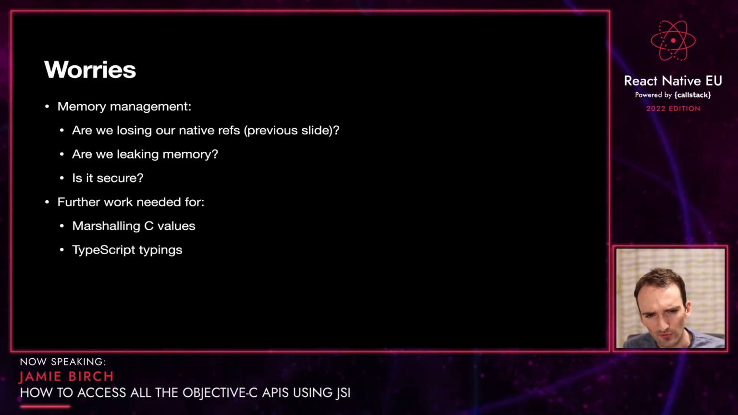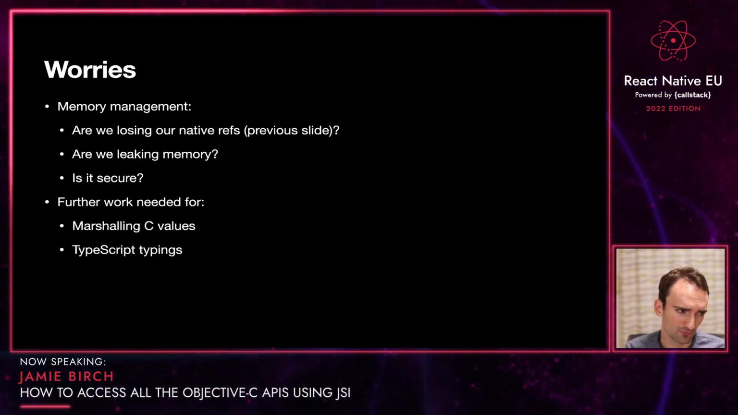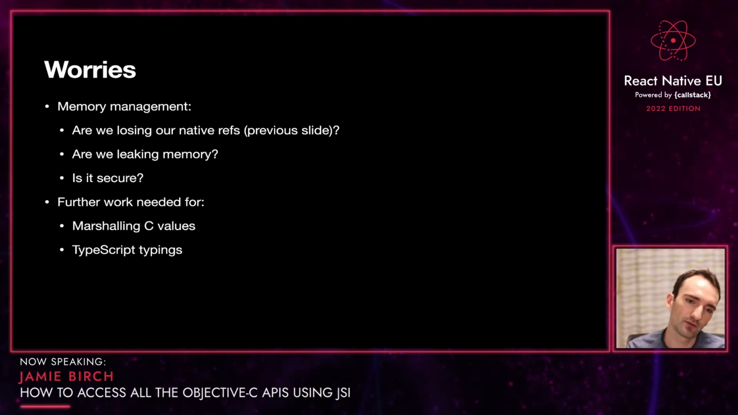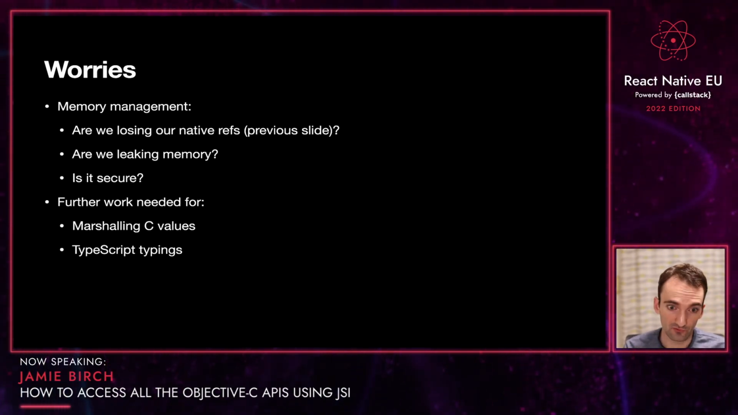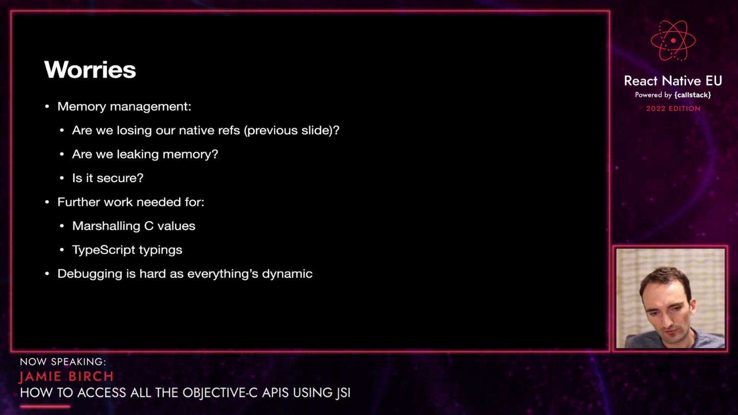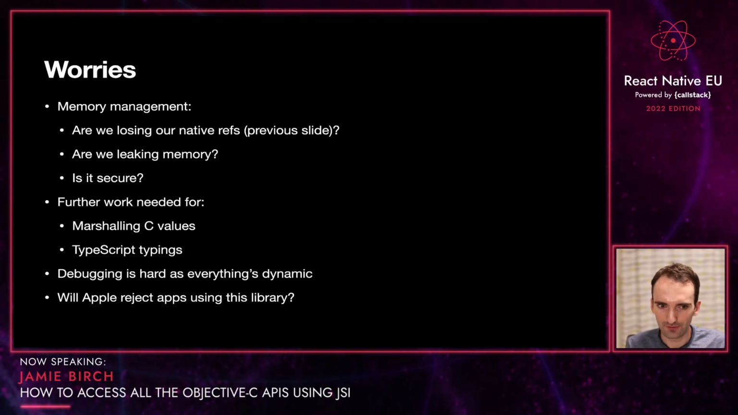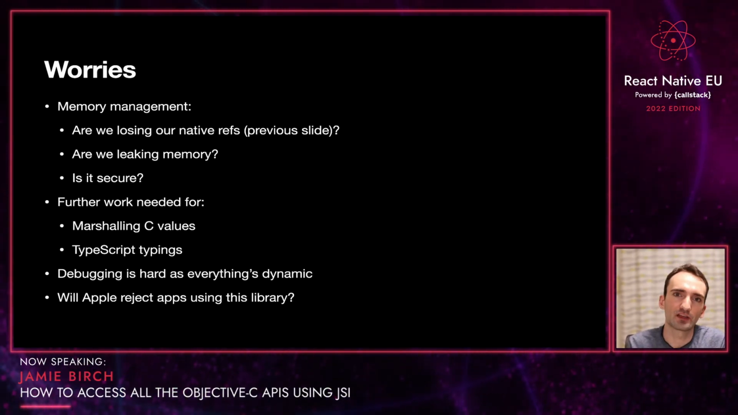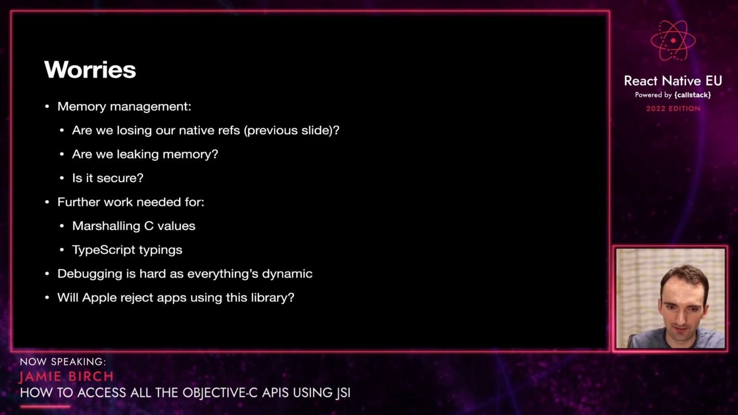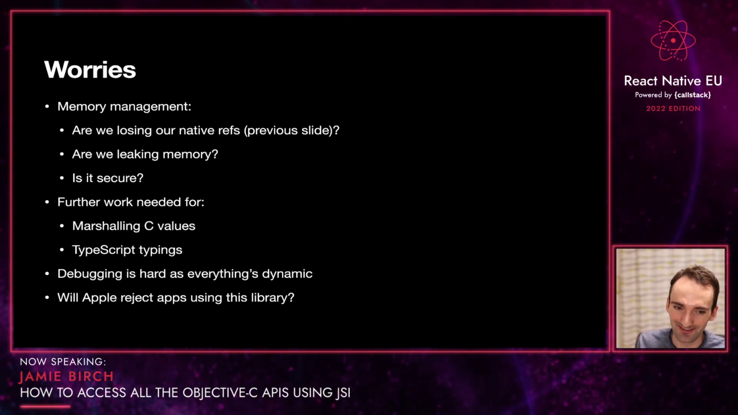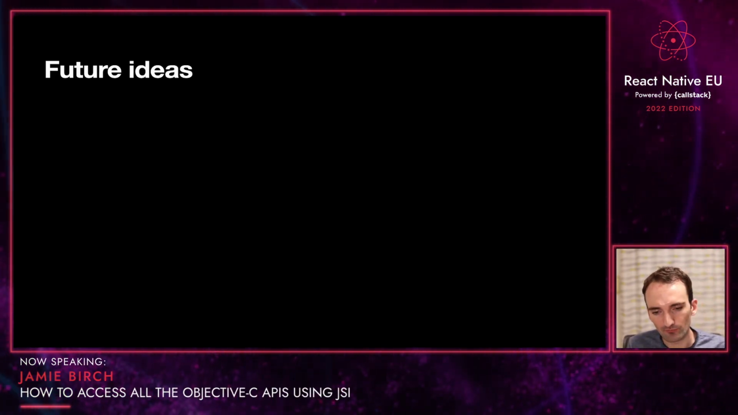Further work's needed for marshalling C values, because right now we only handle things that extend NSObject, and TypeScript typings. We've just got any type at the moment. Debugging is hard as everything's dynamic. And there's always the unanswerable question, will Apple reject apps using this library? I don't really have an answer for that, but I've got some future ideas.